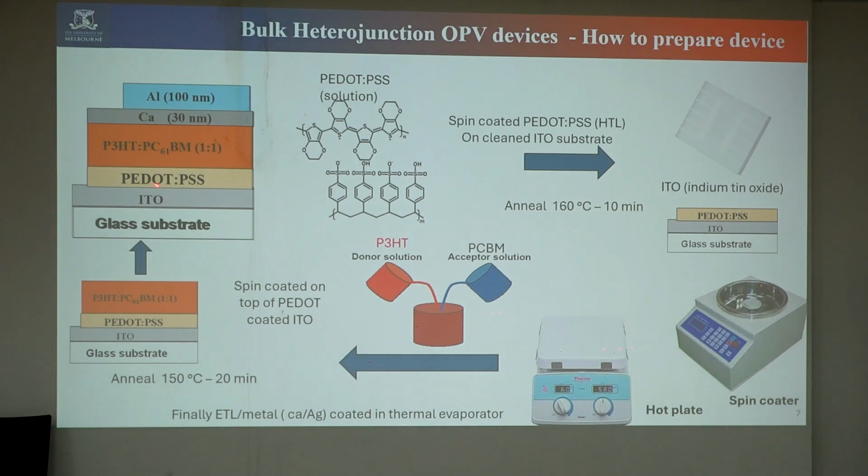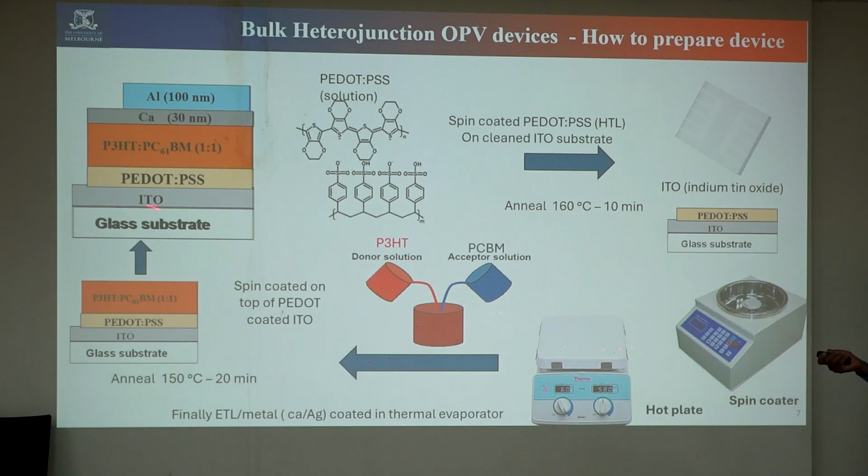PEDOT:PSS is a short form of polyethylene dioxythiophene and PSS, polystyrene sulfonate. The chemical structures are given here. We coat a very thin layer of PEDOT:PSS, around 20 to 25 nanometers thick. This is known as the hole transport layer, whose energy levels are favorable to extract the holes from the active layer. And calcium is a very low work function metal. It will easily extract the electrons from the other side. So normally, for electron transport we use a low work function, and for hole transport we use a high work function.